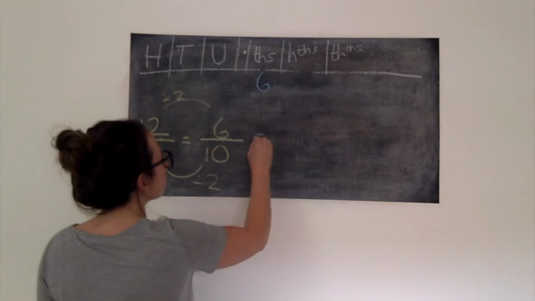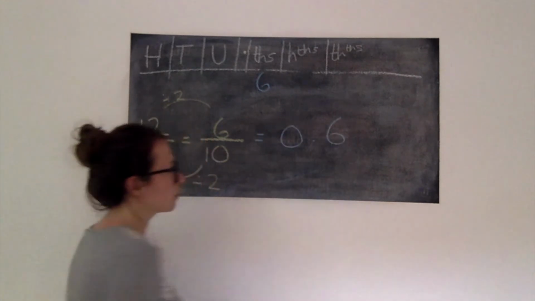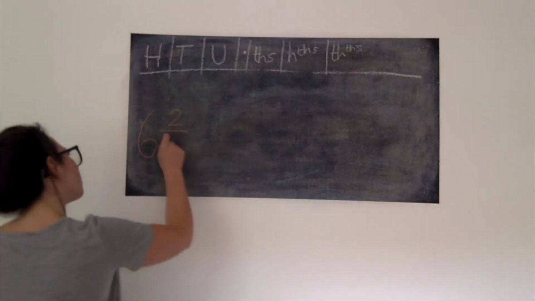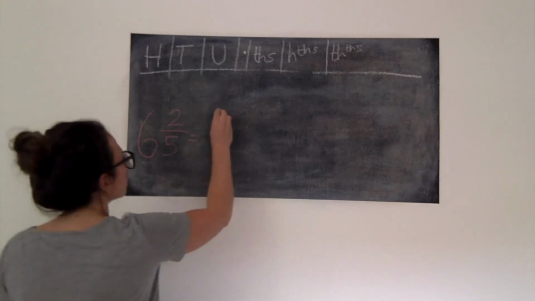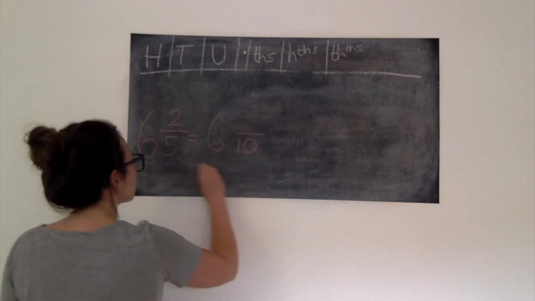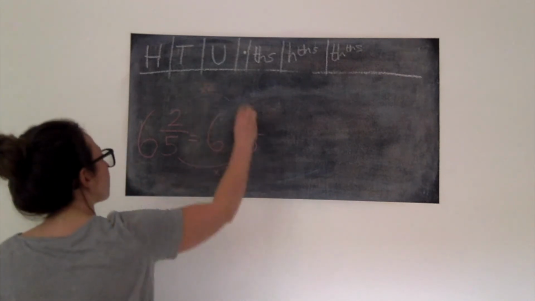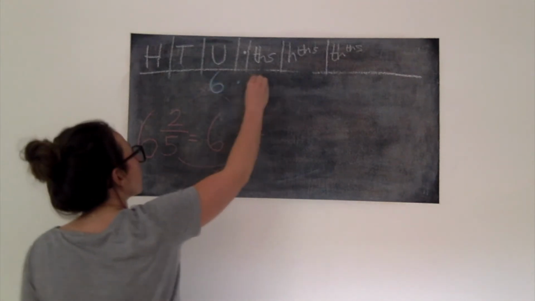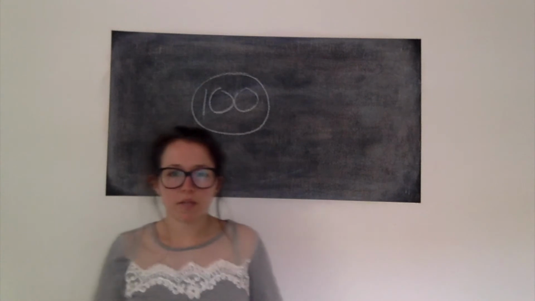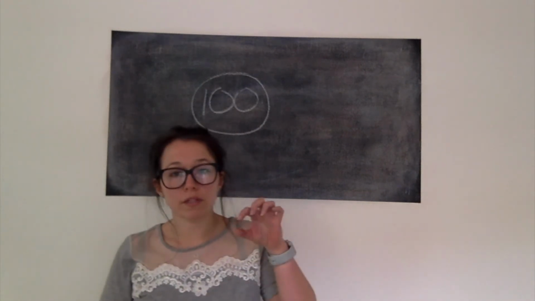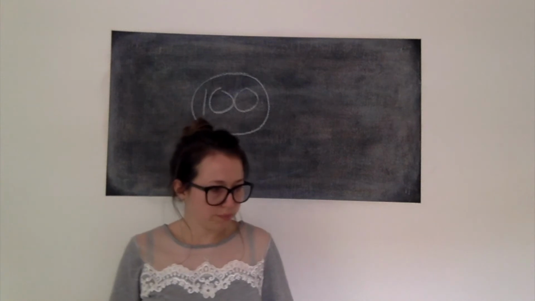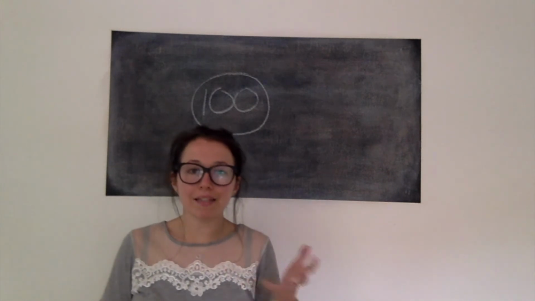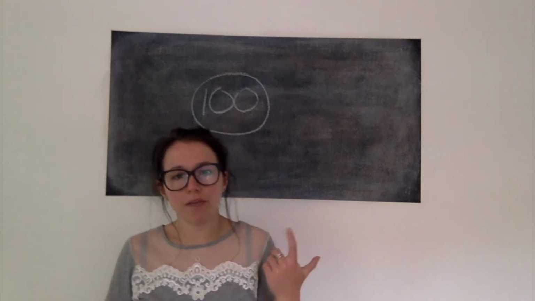Now our next number was a mixed number fraction, which was 6 wholes and 2 fifths. So our 6 wholes stays the same. And our 2 fifths we can turn into tenths again. So we times the numerator and the denominator by 2, which gives us 6 wholes and 4 tenths. So putting this into our place value grid, we have 6 in our units, 0.4, which is our 4 tenths. For the next part, we're going to be looking at fractions where the denominator isn't easily recognisable as being able to turn it into tenths, hundredths or thousandths.